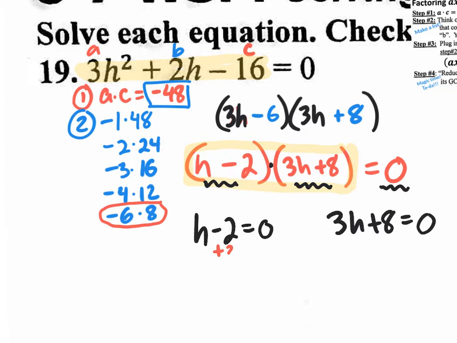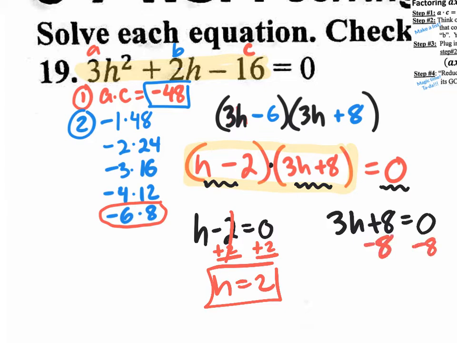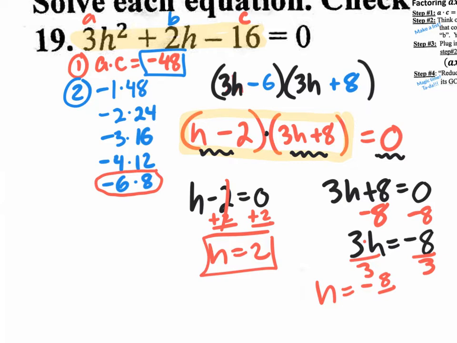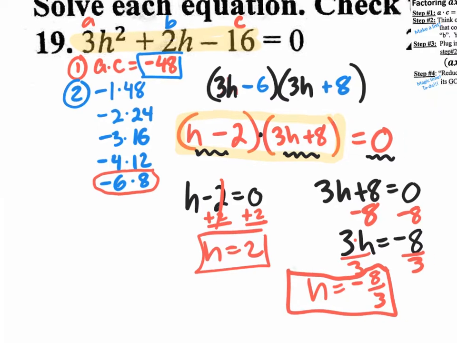I'm going to add 2 here, add 2 over here. We're going to end up with h equals 2. And over here, minus 8, minus 8. We're going to have 3h equals negative 8. Final step would be to divide by 3, divide by 3. H equals negative 8/3. There you go. H equals negative 8/3 and h equals 2. Those are your two answers for number 19.